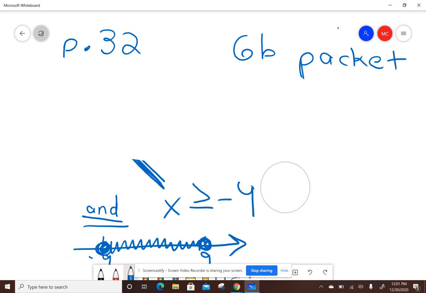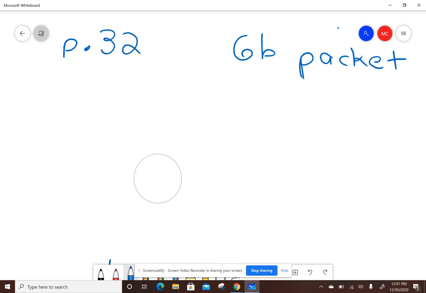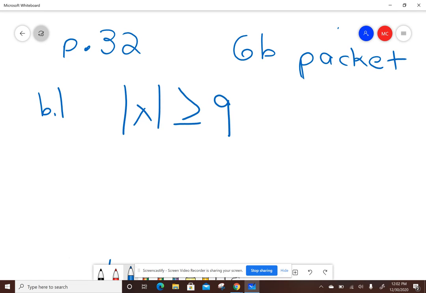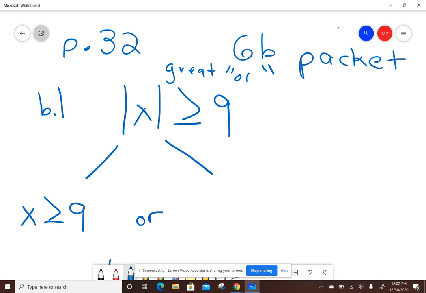B says the absolute value of x is greater than or equal to 9. So this is greater, which means this is going to be a compound inequality connected with or. So you copy the first one, just as you see. For the second one, change the direction of the inequality sign, and make this negative. So this says x is greater than or equal to 9, or x is less than or equal to -9.